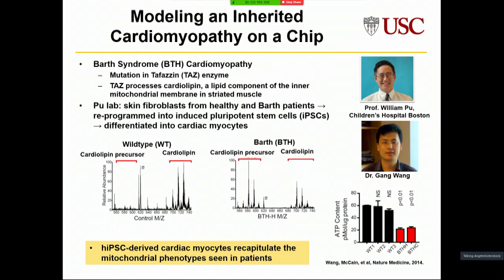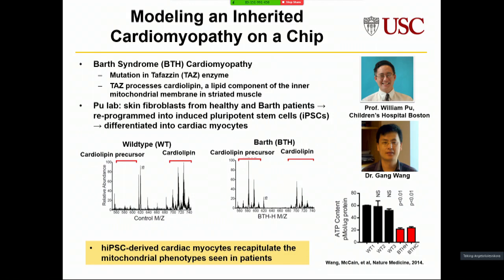So we collaborated with Professor William Pu. He's a clinician at Children's Hospital in Boston. He had collected cells from patients with Barth syndrome. This is an inherited cardiomyopathy. It's due to a mutation in tafazzin, or TAZ. This is an enzyme that processes a key lipid for the mitochondrial membrane in striated muscle. So patients with this disease tend to need a heart transplant by adolescence. Again, not a lot of therapeutic approaches, not great animal models for this disease.